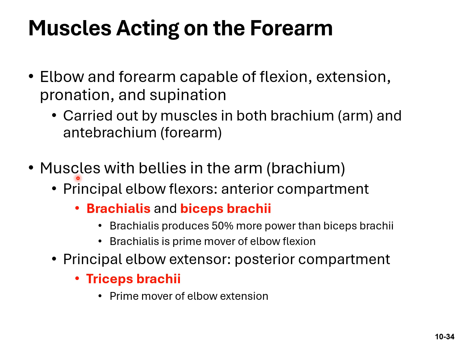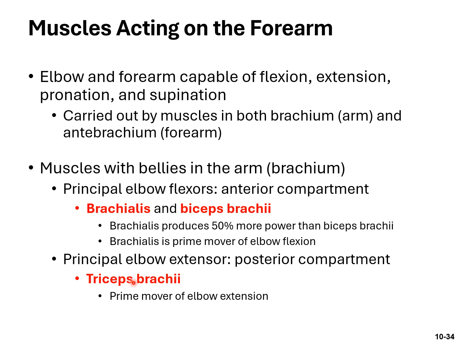Going down, we're now going to have the principal elbow flexors in the anterior compartment, so the ones on the front. Biceps brachii is on top, brachialis is just below it. Brachialis produces 50% more power than the biceps brachii. So you see somebody in the gym doing a biceps curl. What they're really doing is using their brachialis and just pushing up their biceps brachii to make the biceps brachii look bigger. But it's because the brachialis is the bigger muscle for that flexion.